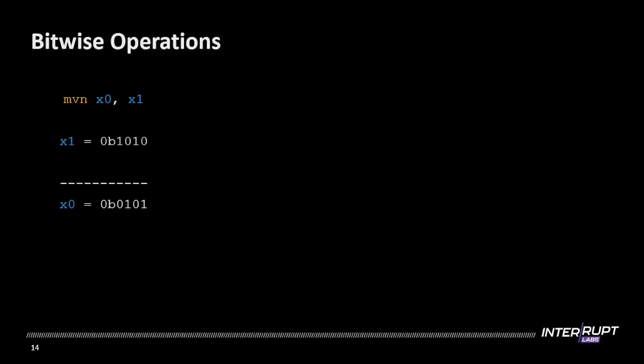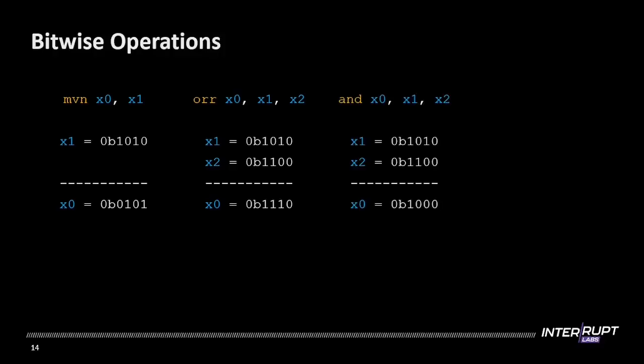Quite simple. Second there's ORR, which is bitwise OR, where each bit in the output is 1 if either of the corresponding bits in the input was 1. Then there's AND, which is bitwise AND. So each bit in the output is 1 if both of the corresponding bits in the input was 1. And finally there's EOR, which is bitwise exclusive OR. Here each bit in the output is 1 if the corresponding bits of the input differ, basically.